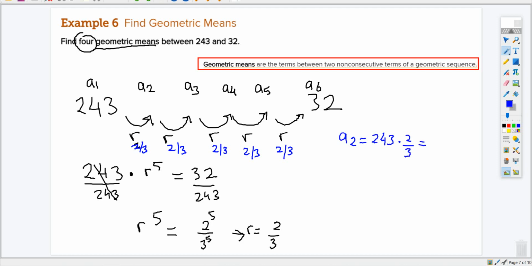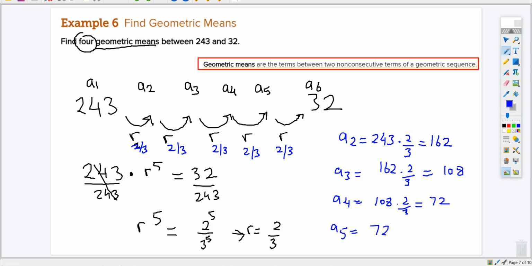If you do the math here, 243 times 2 over 3, that's 162. So for the a3, we will multiply 162 by another 2 over 3. Remember, 2 over 3 is the common ratio. That gets you 108. A4, the fourth term of the sequence, this time 108 times 2 over 3, which is, if you do the math, 72, and the last one, a5, 72 times 2 over 3, that should be 48.